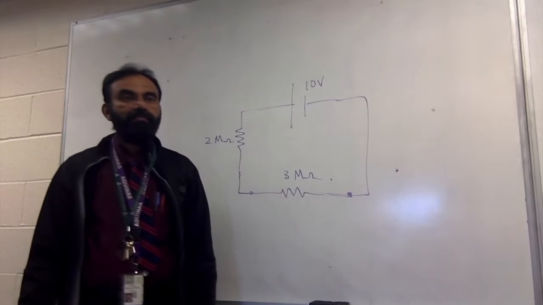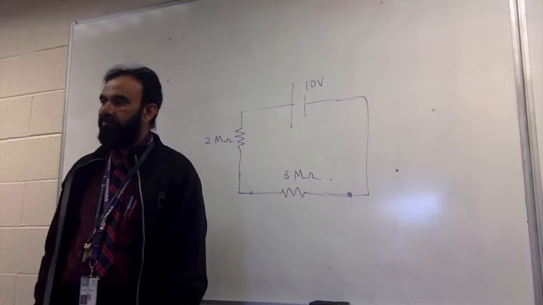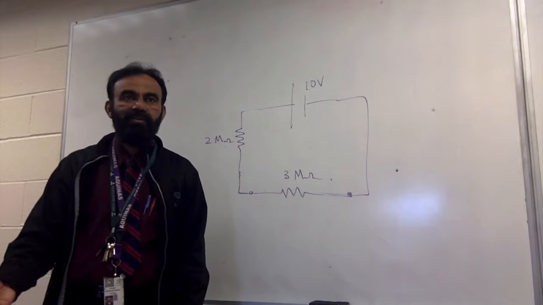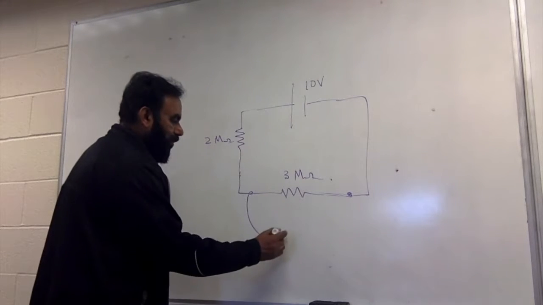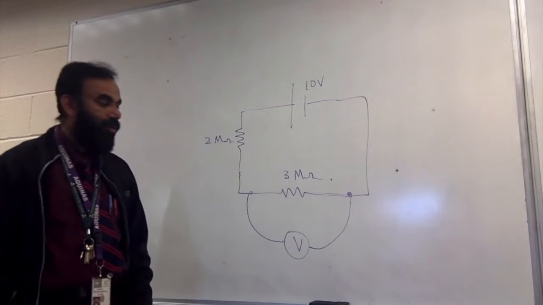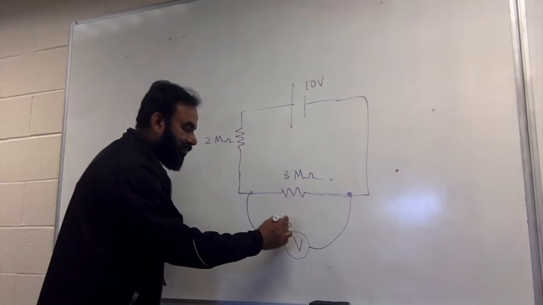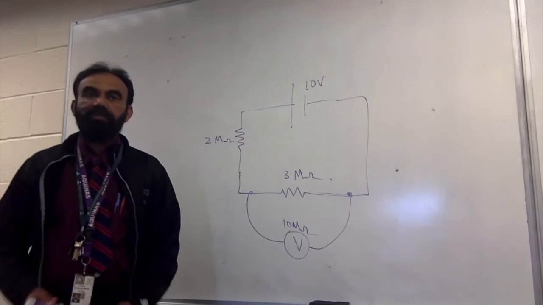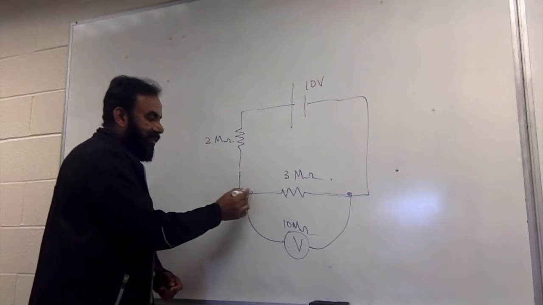Right? Now, I want to measure it with a voltmeter. So the best voltmeter I could lay my hands on is a digital one. So I'm going to connect a digital voltmeter here. But this digital voltmeter has its own resistance of 10 mega ohm. Now comes the issue.